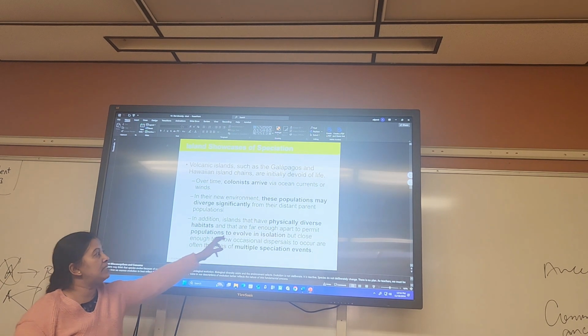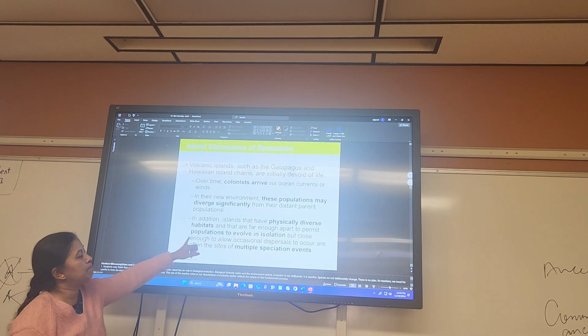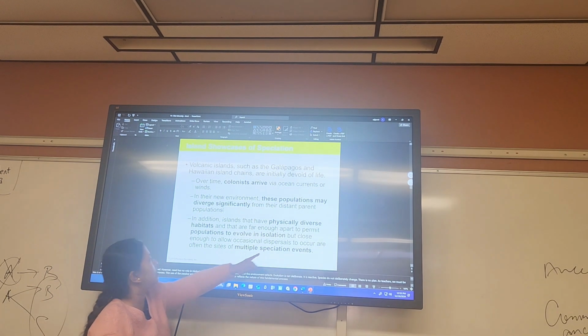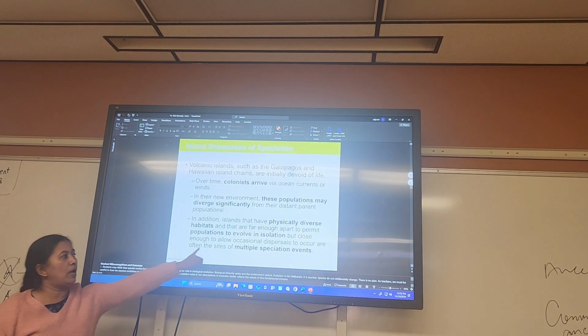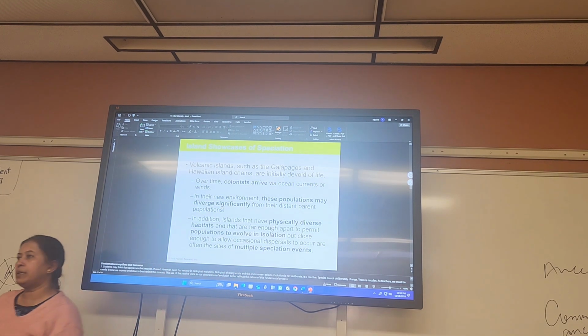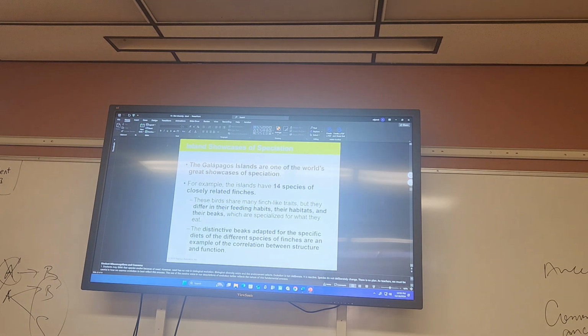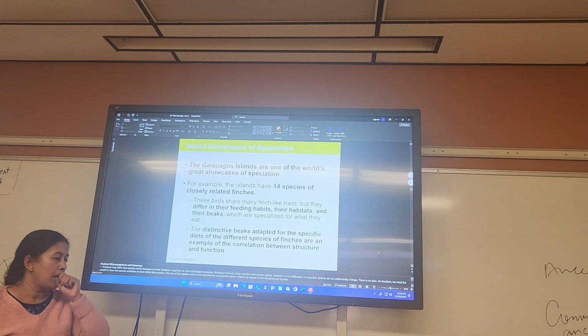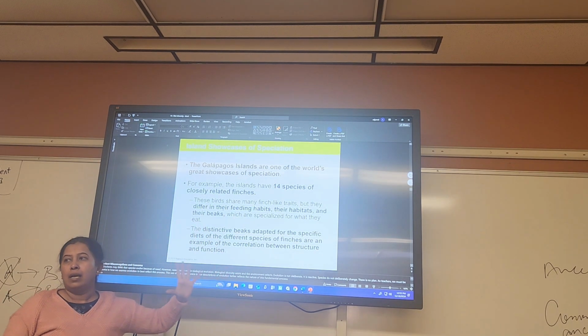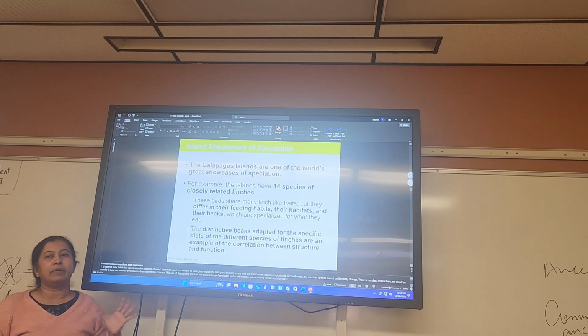So islands that have physically diverse habitats and that are far enough to permit populations to evolve in isolation, but close enough to allow occasional dispersals to occur, are often the sites of multiple speciation events. And that's why Darwin was so lucky, so fortunate, just like Mendel was also fortunate in some ways. Darwin was very fortunate that he got to study species in Galapagos Islands.